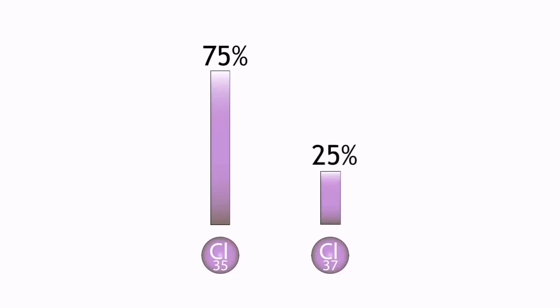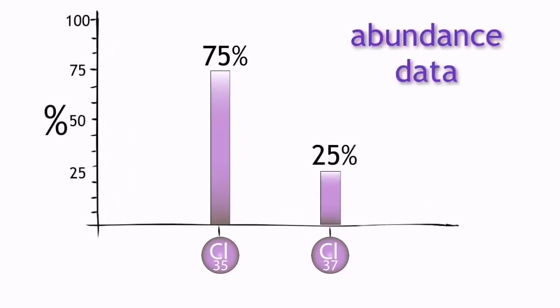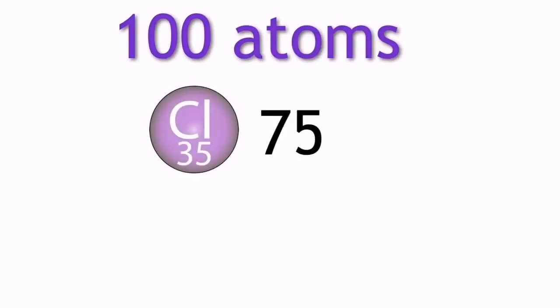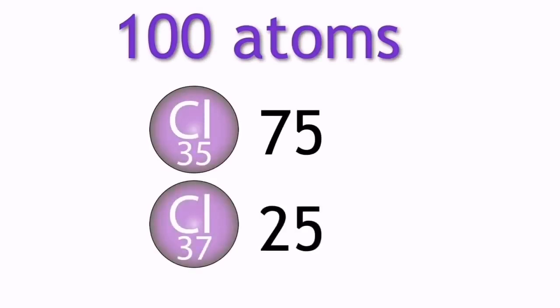Naturally occurring chlorine is made up of 75% chlorine-35 and 25% chlorine-37. This can be shown to you on a graph to show abundance data, where the relative isotopic mass is shown along the x-axis and the relative abundance is shown on the y-axis. So say we had a simple sample of 100 atoms of chlorine. We would have 75 atoms of chlorine-35 and 25 atoms of chlorine-37.